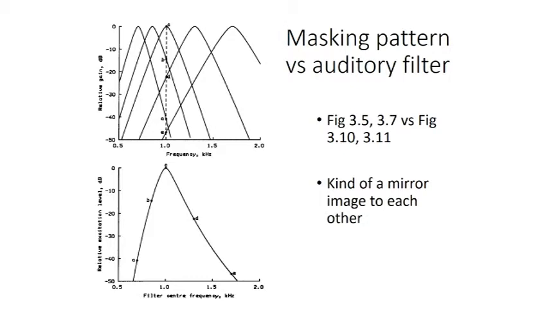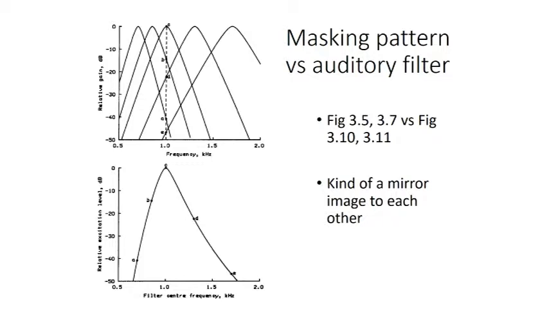So what's the difference between auditory filter and masking patterns? Down here we see a masking pattern, and up here we see a few auditory filter graphs, transfer functions. So let me ask you this question: which one can we actually see? Is it the auditory filter or a masking pattern?